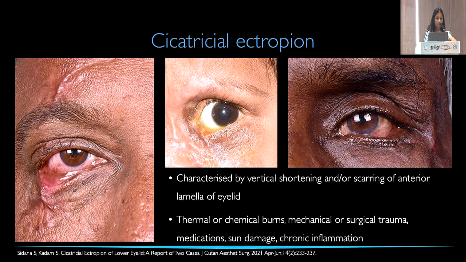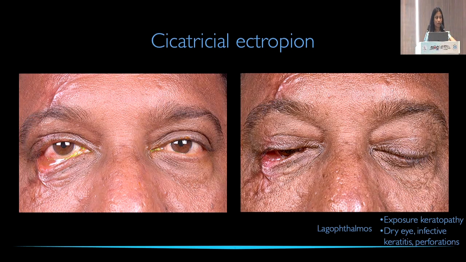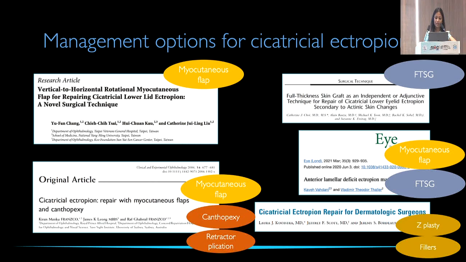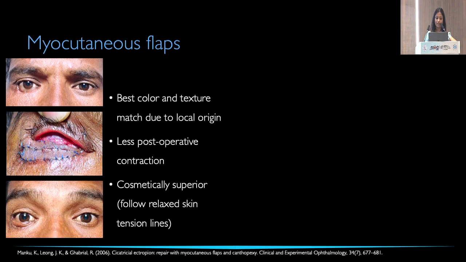Coming to the more difficult cases, which are cicatricial ectropions, these are characterized by vertical shortening and/or scarring of the anterior lamella of the eyelid. They are caused due to thermal or chemical burns, mechanical or surgical trauma, sun damage, or even chronic inflammation. They lead to lagophthalmos, which ultimately leads to exposure keratopathy. They may lead to dry eye, infective keratitis, or perforations. The management options of cicatricial ectropion range from myocutaneous flaps to full thickness skin grafts, and may even involve other procedures such as canthopexy, retractor plication, Z-plasties, and even fillers.